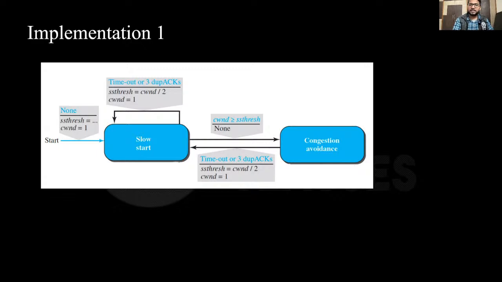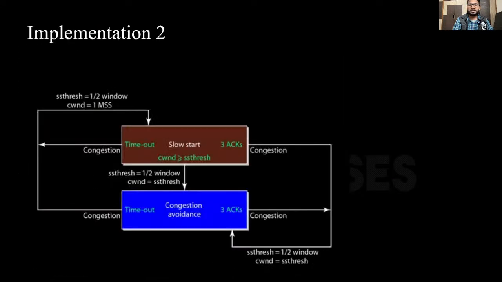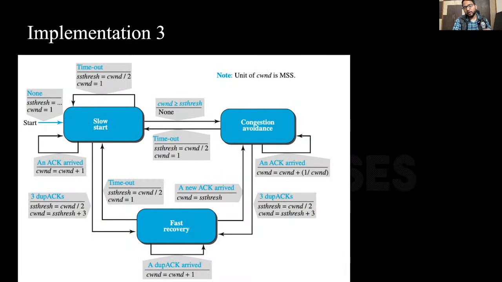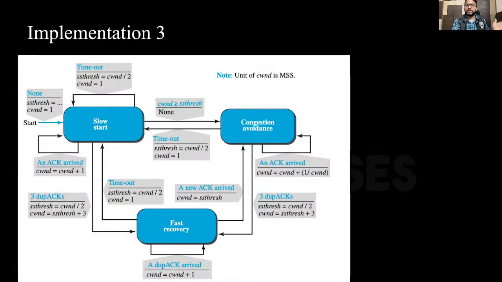on the timeout. This is implementation 1, where I will tell you what's going to happen on the timeout and 3 duplicate ACKs, and there will be implementation 2. This is implementation 2, which is a little different from implementation 1. There is implementation 3, which introduces one more state, called fast recovery, which is also very different from implementation 1 and implementation 2. So there are 3 implementations, and they also have their names.